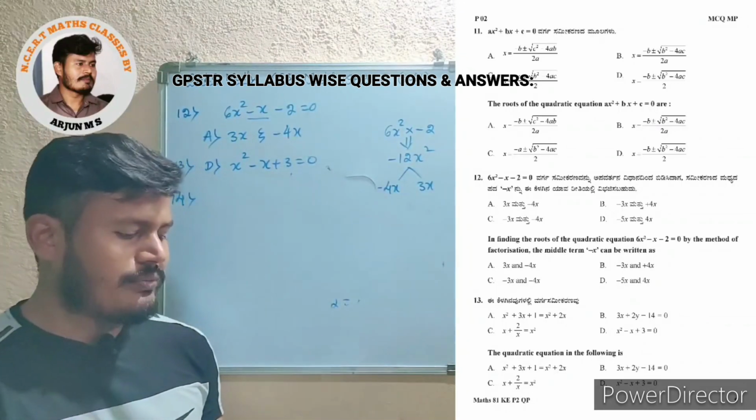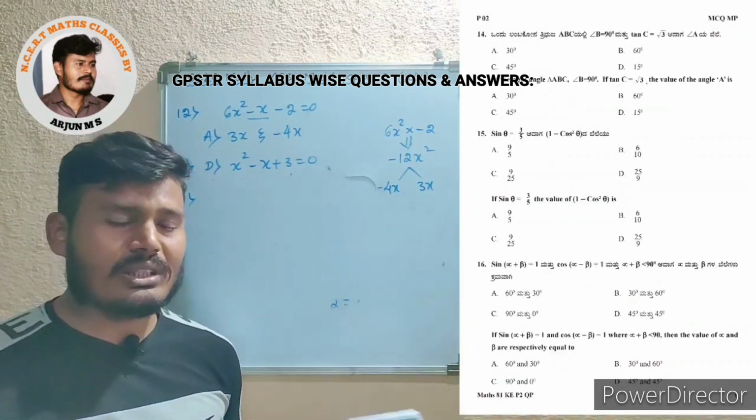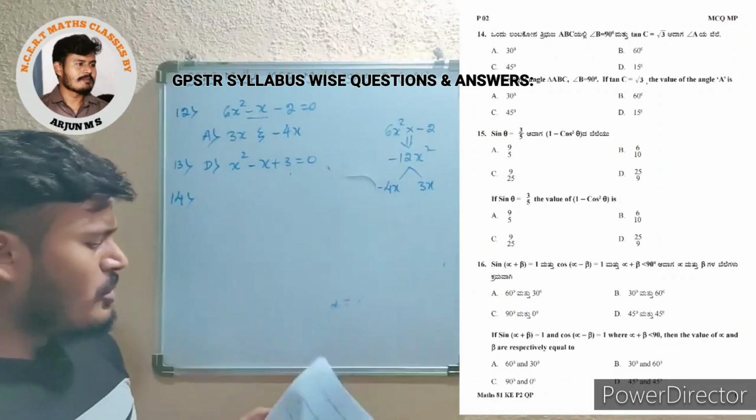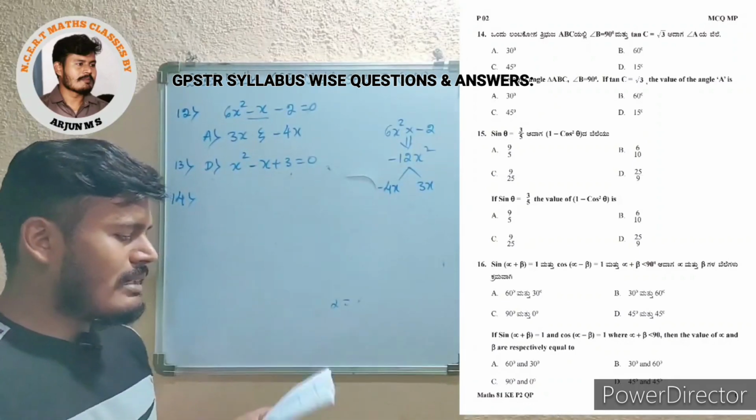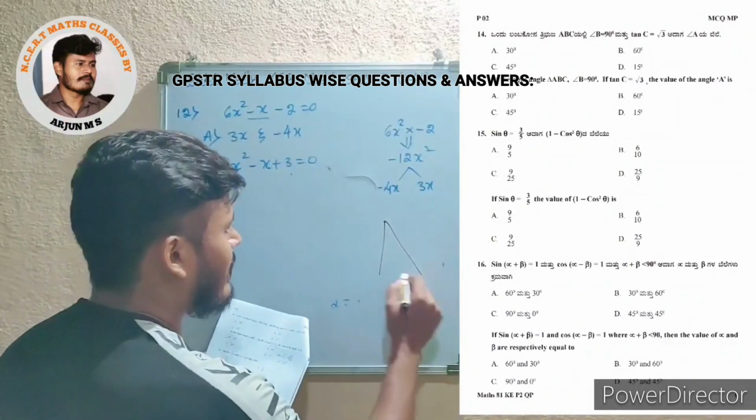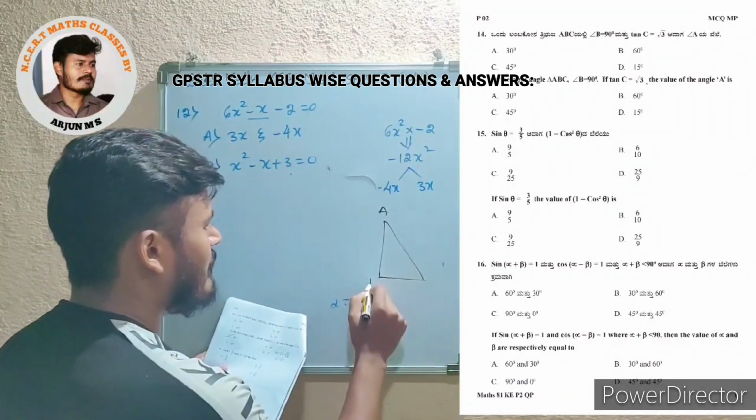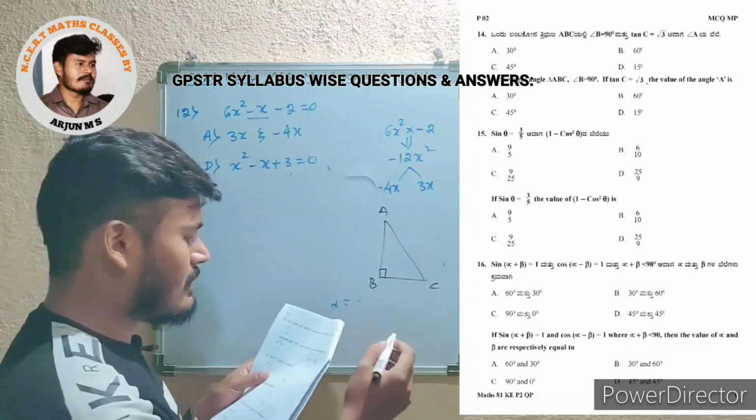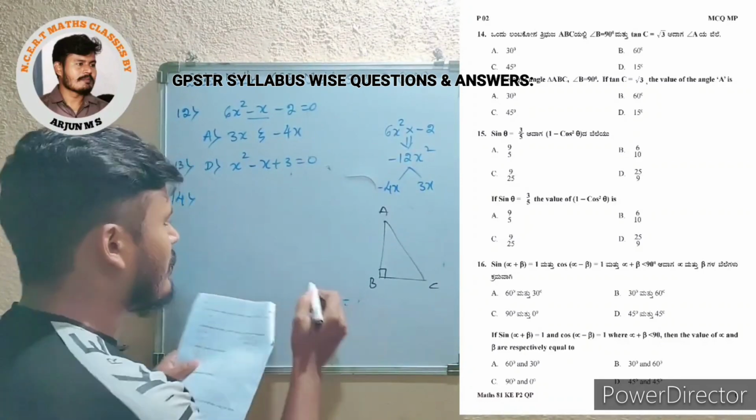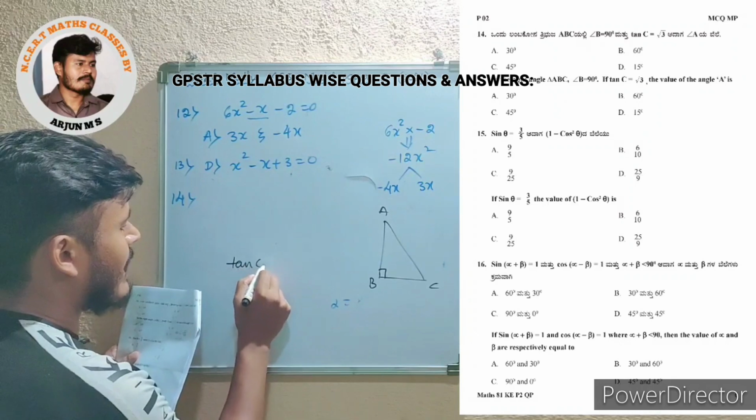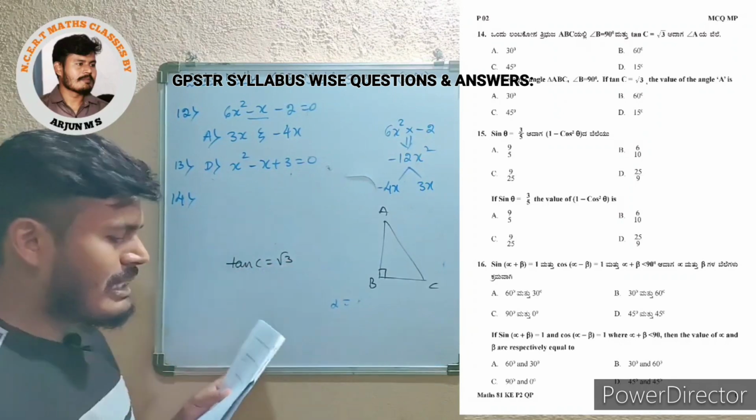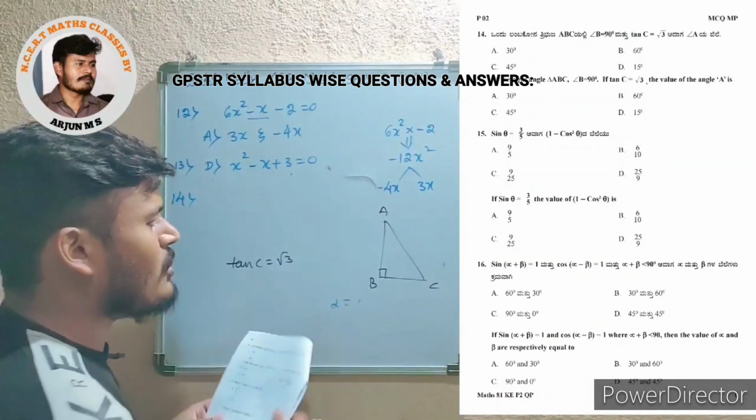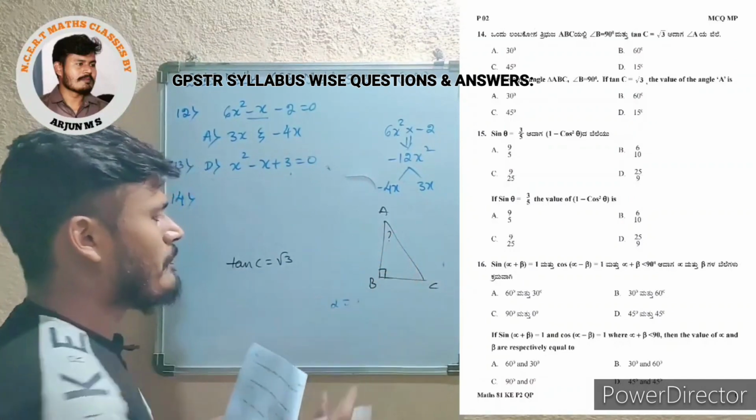So let us move to the 14th question. I think this question paper is very easy, I think. In a right angle triangle, you just draw a right angle triangle here, ABC. So then angle B is a right angle, and tan C is equal to, you just observe here, tan C is equal to root 3. Then we have to find out the value of angle A.